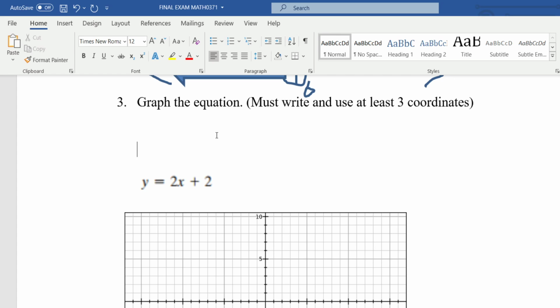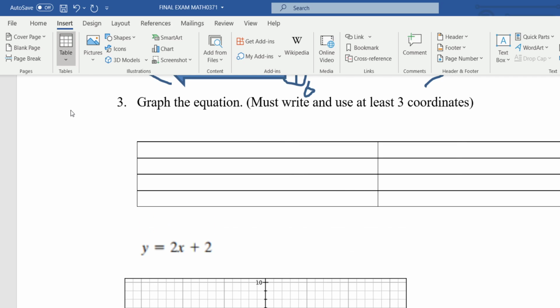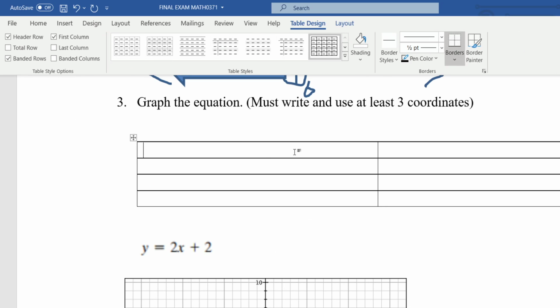So what I mean is we're going to make a table. We're going to have a table for x and y coordinates. Let's just make one real quick. Yeah, we just need 3. So this will be our x, this will be our y. We'll just pick 3 values for x. So let's pick 0, 1, and 2.